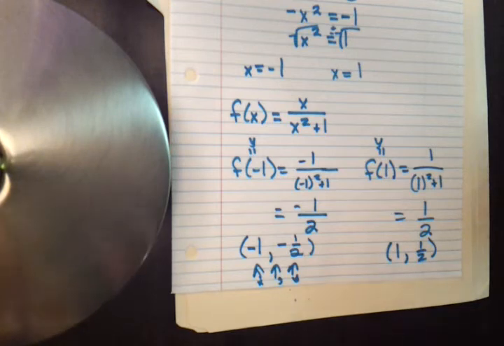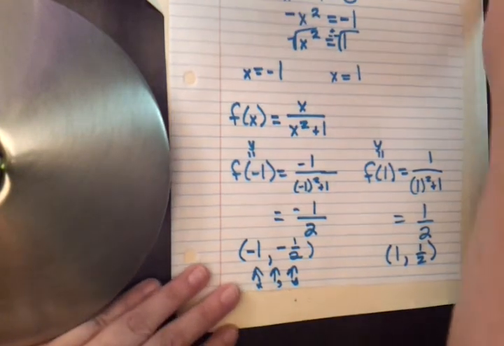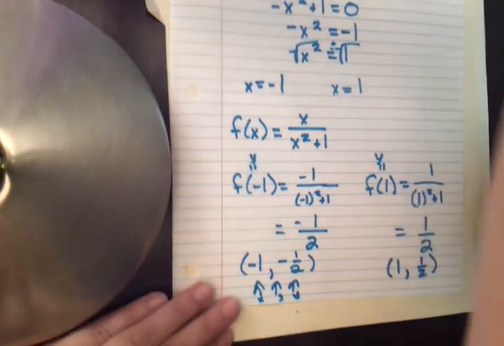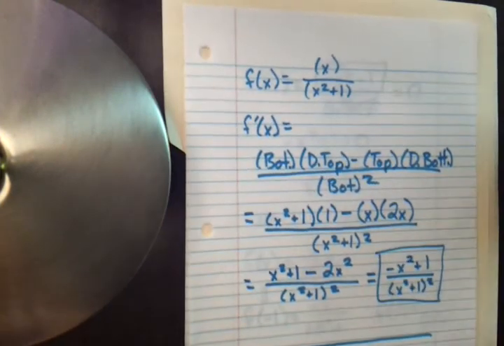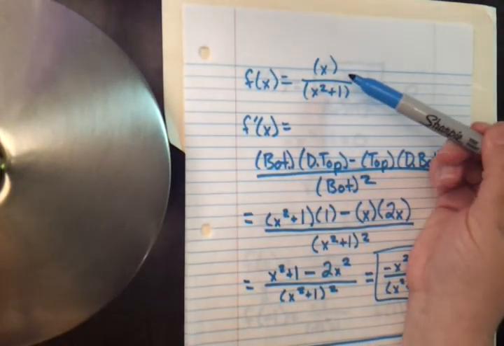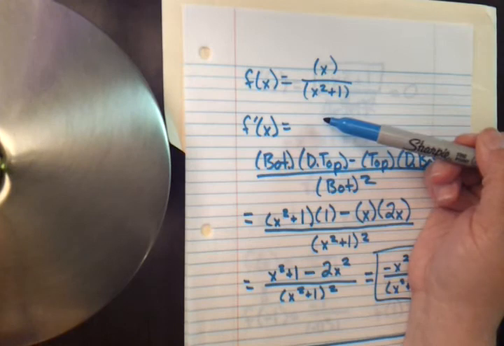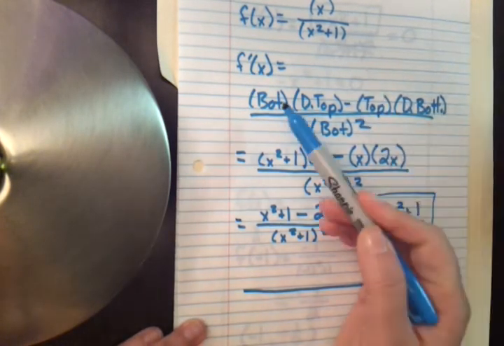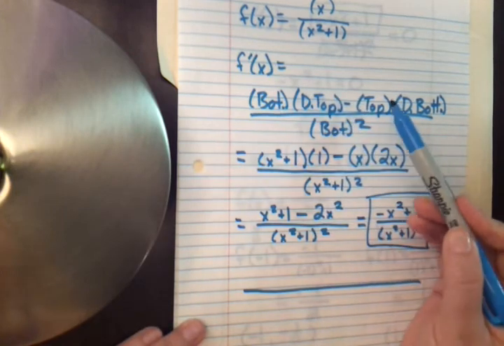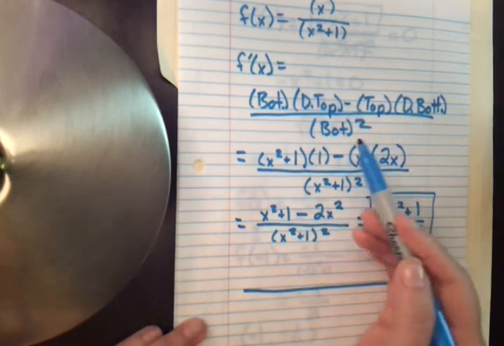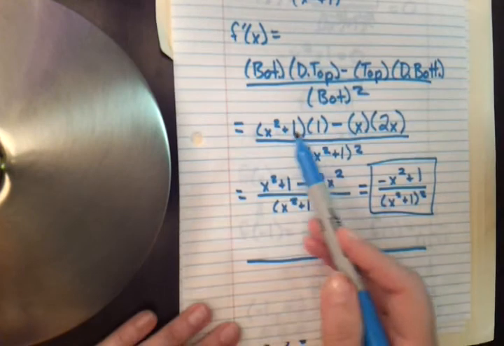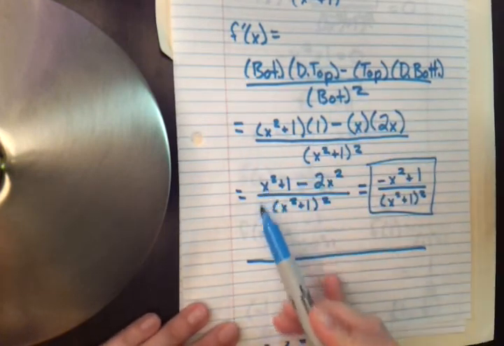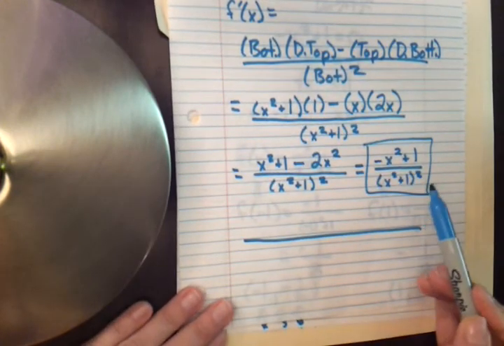Those numbers might be different depending on what function they gave you, but the process is still the same. So this was a bit of a long one. Let's walk through it really quickly before I let you go. We start with the function that they gave us. We need to take the derivative. We do that using the quotient rule. Bottom times the derivative of the top minus top times the derivative of the bottom, all over the bottom squared. We basically filled in the blanks for that, simplified, and found our answer.